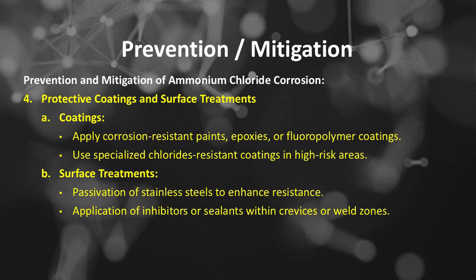Prevention and mitigation of ammonium chloride corrosion. Number 4 is protective coatings and surface treatments. A is coatings. Apply corrosion-resistant paints, epoxies, or fluoropolymer coatings. Use specialized chloride-resistant coatings in high-risk areas. B is surface treatments: passivation of stainless steels to enhance resistance, and application of inhibitors or sealants within crevices or weld zones.